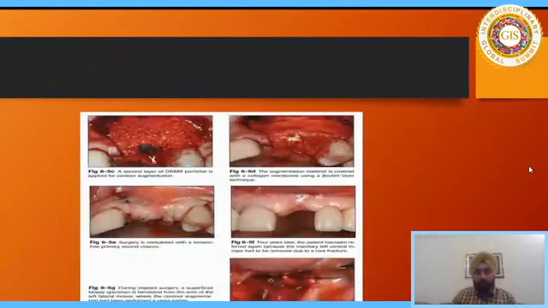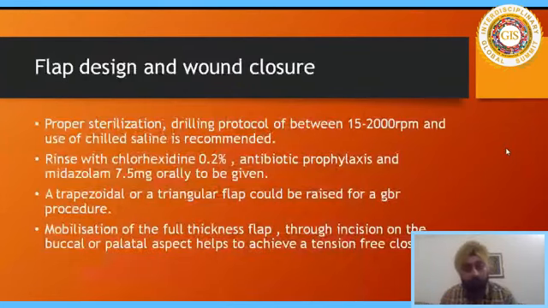The graft is placed, then the membrane is placed, and then closure. The flap design is very important, and wound closure also. The proper sterile drilling protocol of 1500 to 2000 RPM is a must, and use of chilled saline is recommended. A prior rinse of chlorhexidine 0.2%, antibiotic prophylaxis, and midazolam to calm the patient is given, 7.5 milligram orally.